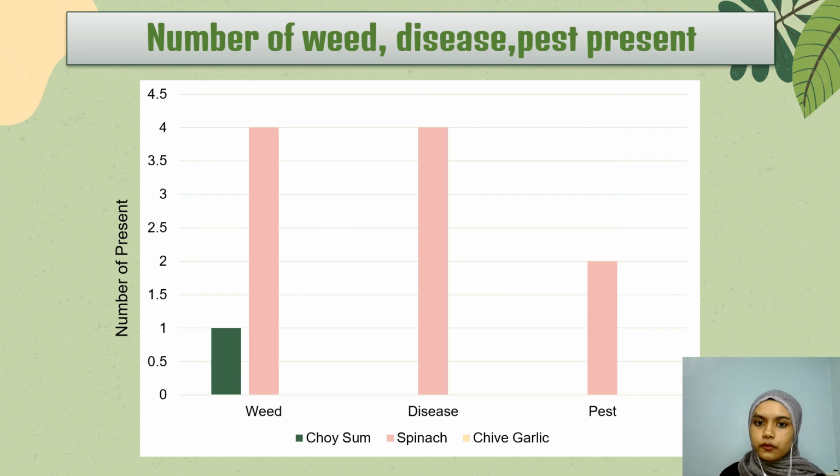So for the presence of weed, disease and pests, as we can see here, spinach has a high presence of weed, disease and pests, while for chief garlic, because we already did a treatment of fertilizing and pest control, there is no weed, disease or pests for chief garlic.